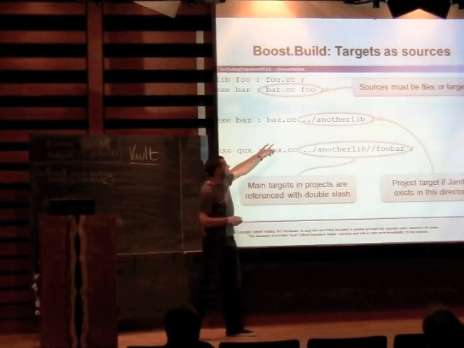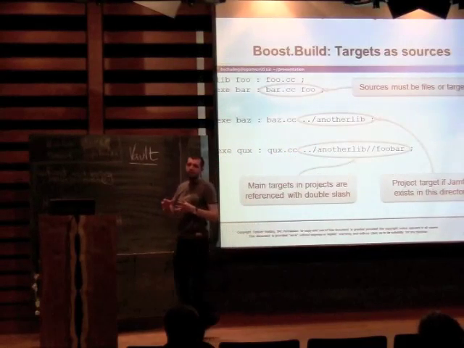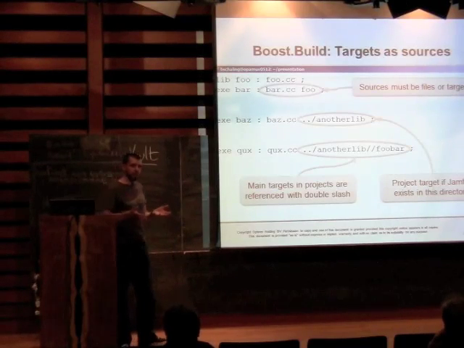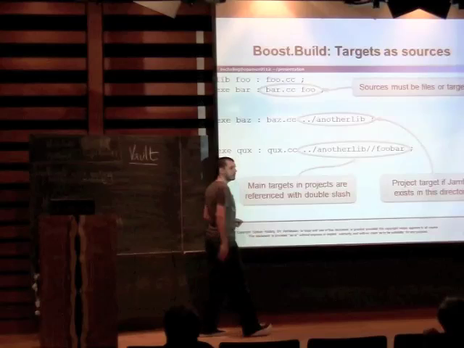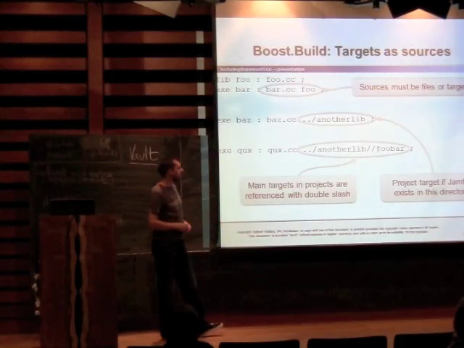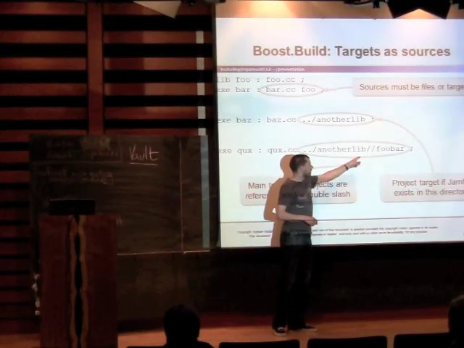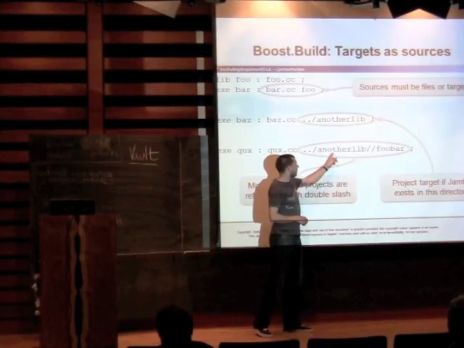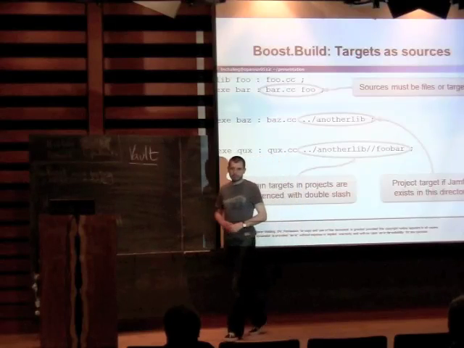I can also refer here in my list of sources to another directory, assuming there's a Jam file in the other directory. A Jam file is a project target. A project target is also a meta target. So again, I can use another directory with a Jam file as a source. And I can even refer to a main target in another project. So if I want to use a main target foobar, which is defined in the Jam file in the directory another lib, I simply use the double slash.